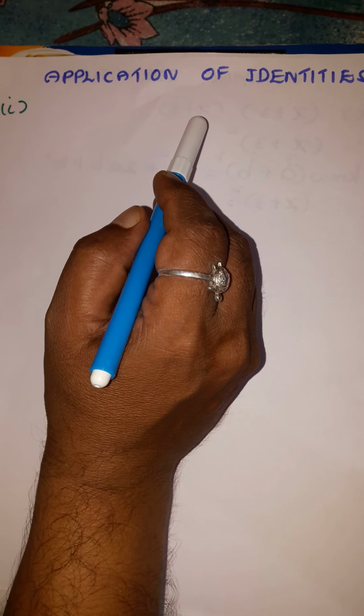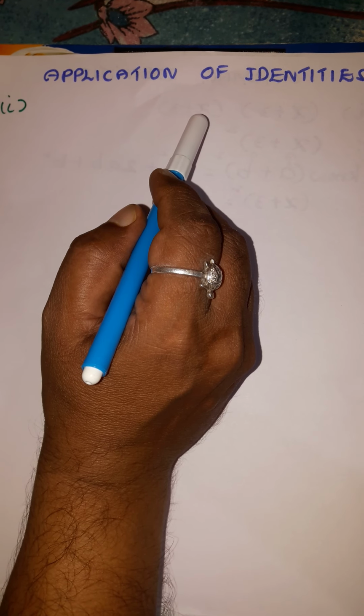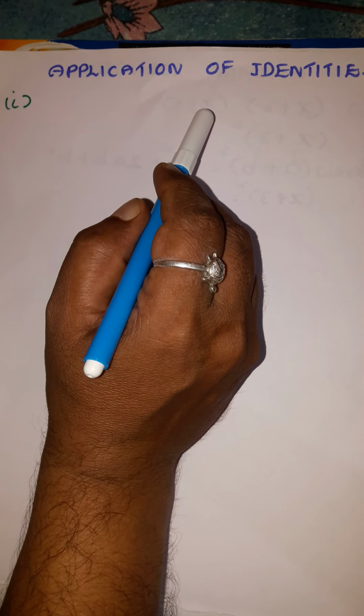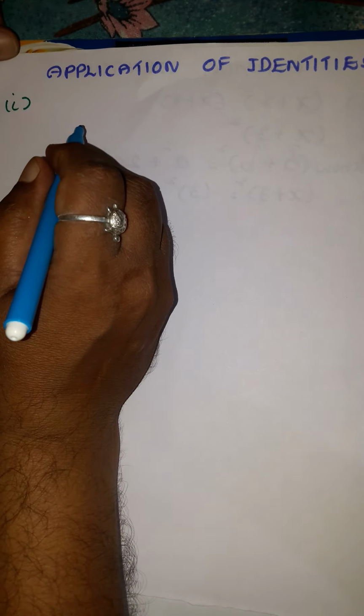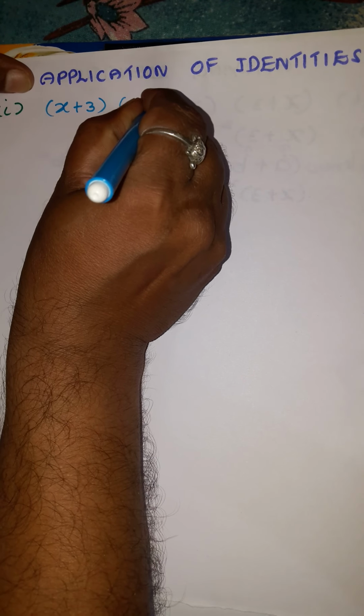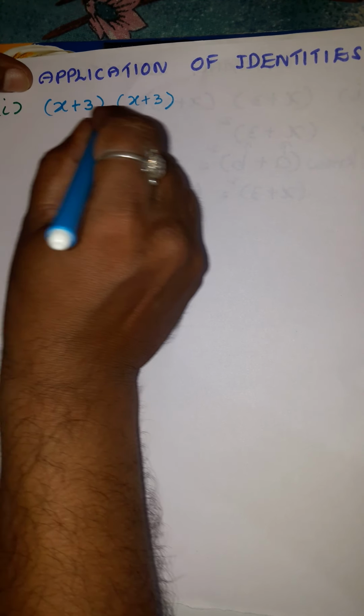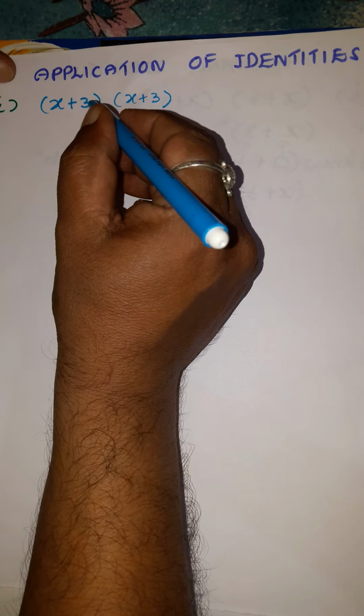Now let us today apply those identities on finding the products of the binomials. To begin with, I am going to find the product of binomial x plus 3 into x plus 3. Now we are multiplying binomial x plus 3 by x plus 3. So here x plus 3 is 2 times, so we can write (x plus 3) whole square.